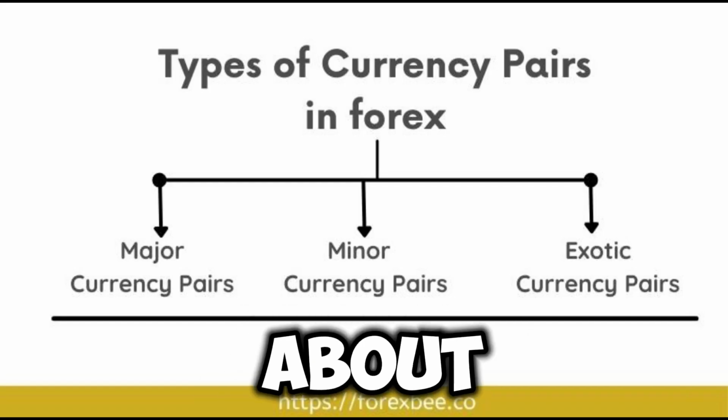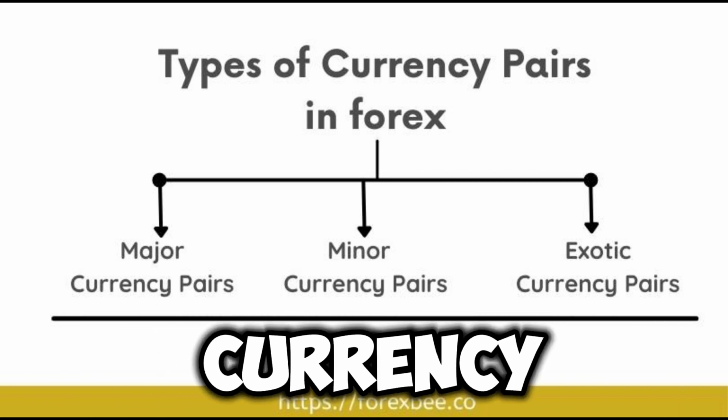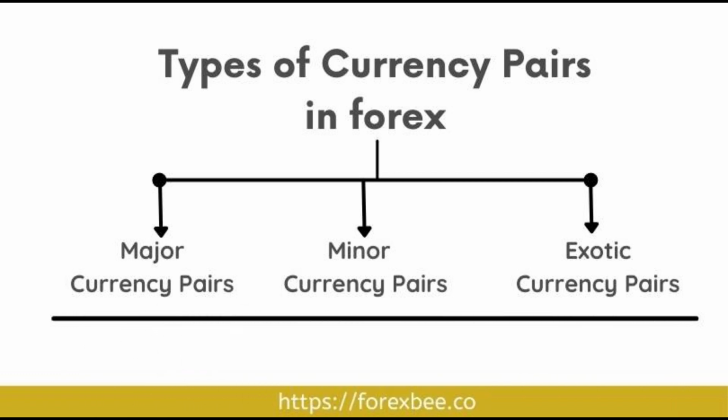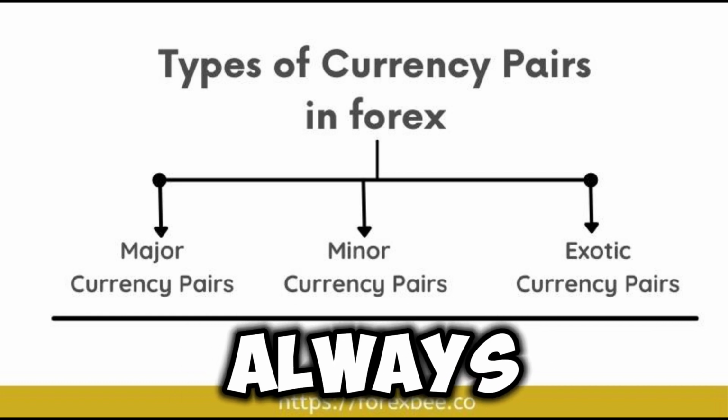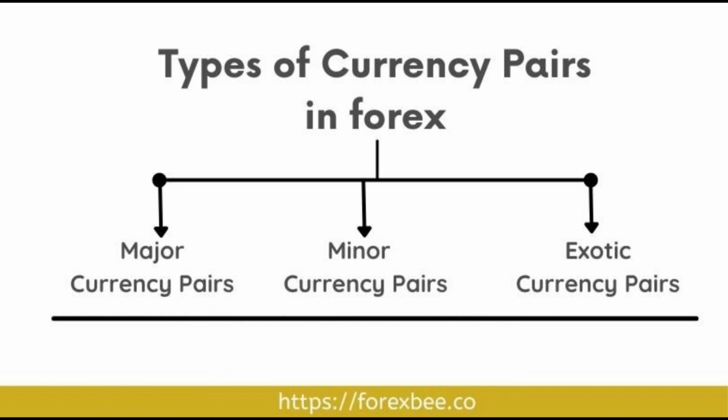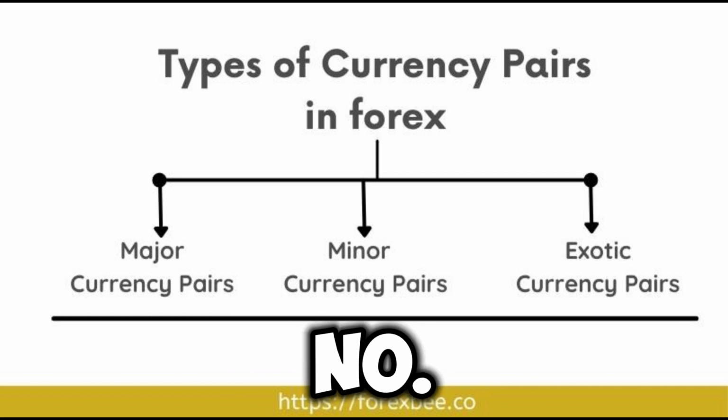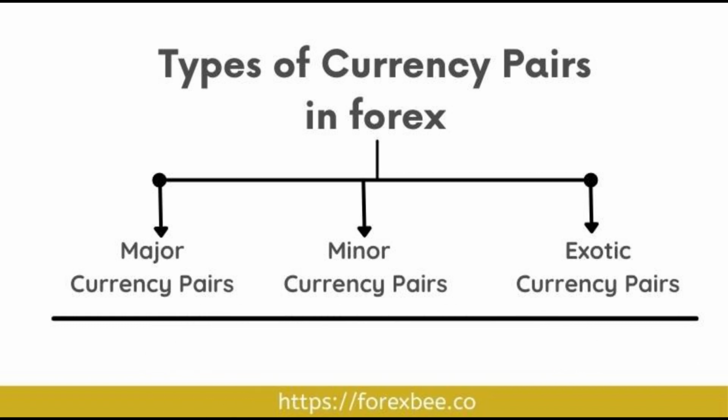Now let's talk about three categories of currency pairs. We have the majors. These always include the US dollar. Then, number two, the crosses. These do not contain the US dollar.